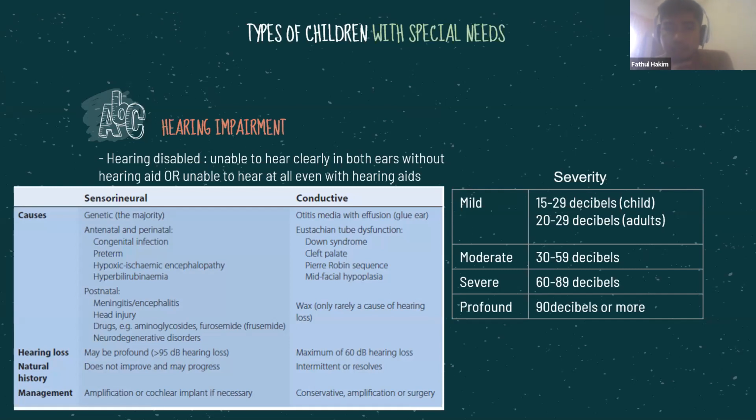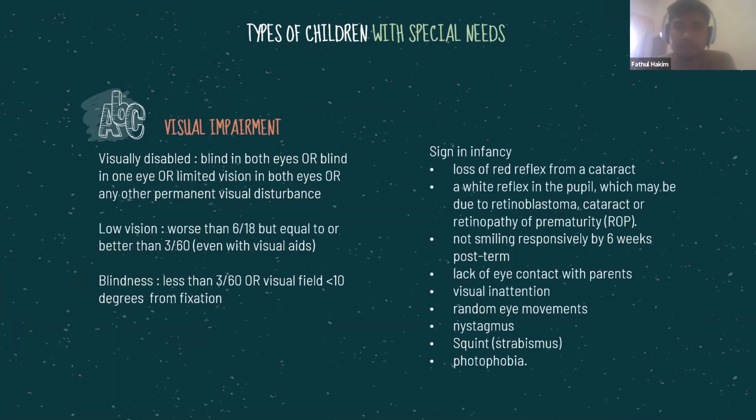Okay. As you can see at the side, there is a severity table. So mild hearing loss for a child is 15 to 29, however for an adult it is 20 to 29 decibels. The moderate, severe, and profound categories are similar for both child and adult. Next.